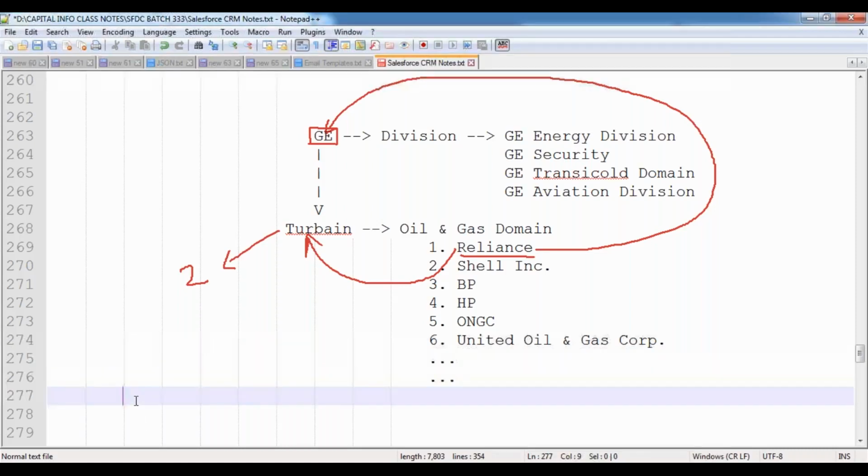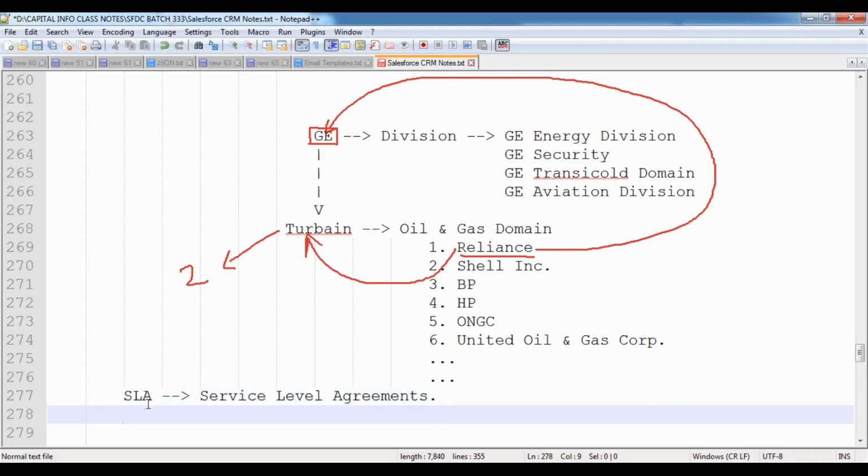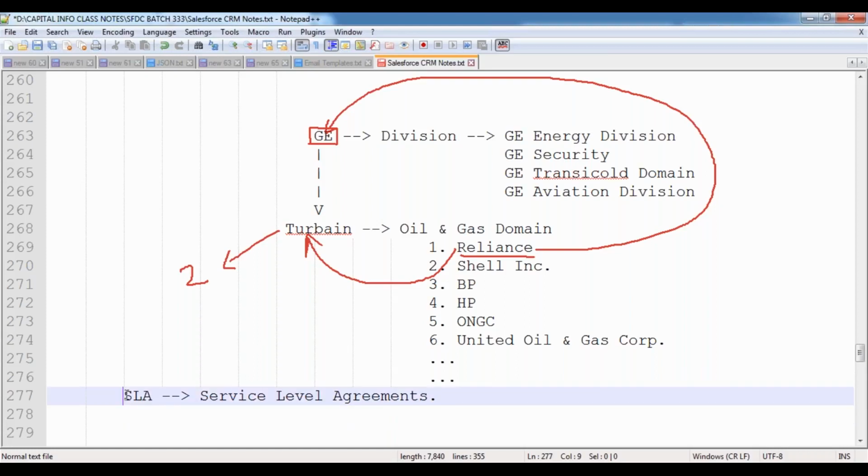Those agreements are called SLA. SLA means service level agreements. They will be having some agreement documentation. The documentation is called the SLA document, the service level agreement. That means upon giving the services to the Reliance people, GE people have to follow this agreement. They have to follow these rules. In this service level agreement, they clearly describe the various rules which have to be followed by GE people upon giving the services to this Reliance organization.